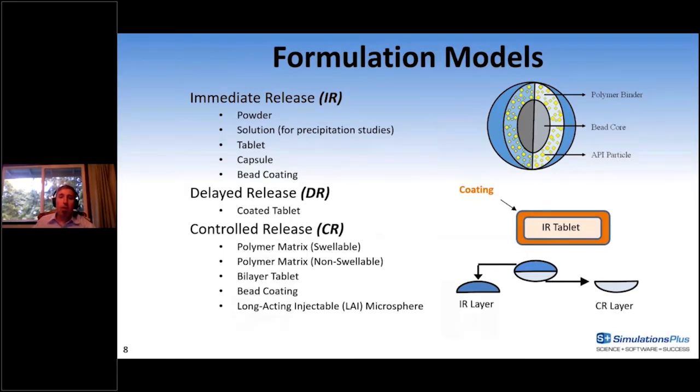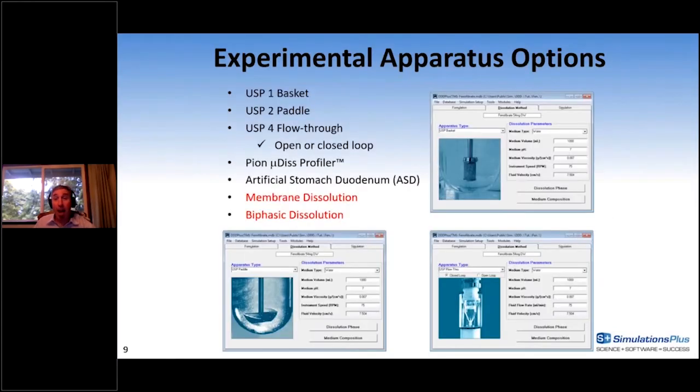The experimental apparatuses that we have in the DDDPlus model are the USP1 basket and USP2 paddle. We have the USP4 flow-through in open or closed loop configuration. We have the intrinsic dissolution method as well, the p-ION microdisc profiler, artificial stomach duodenum test, membrane dissolution, and biphasic dissolution, which are highlighted in red here because that's going to be the focus of our example today and what we're going to show in this webinar.